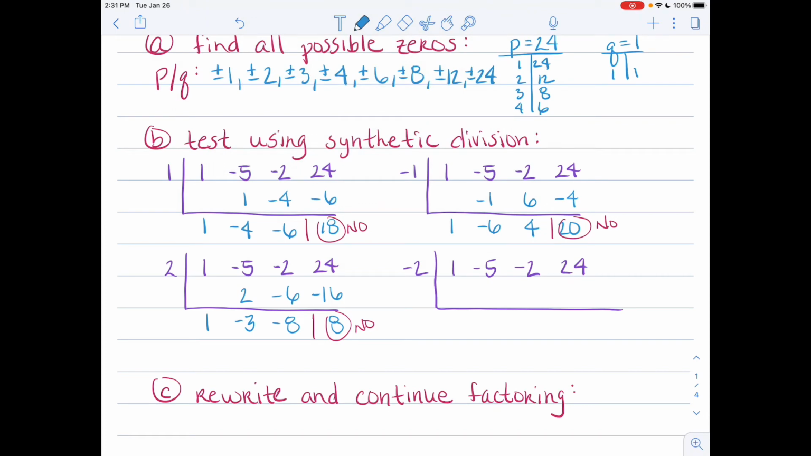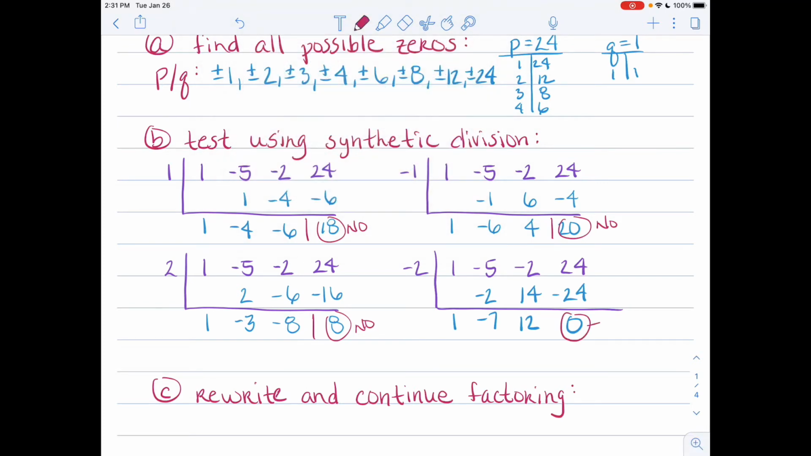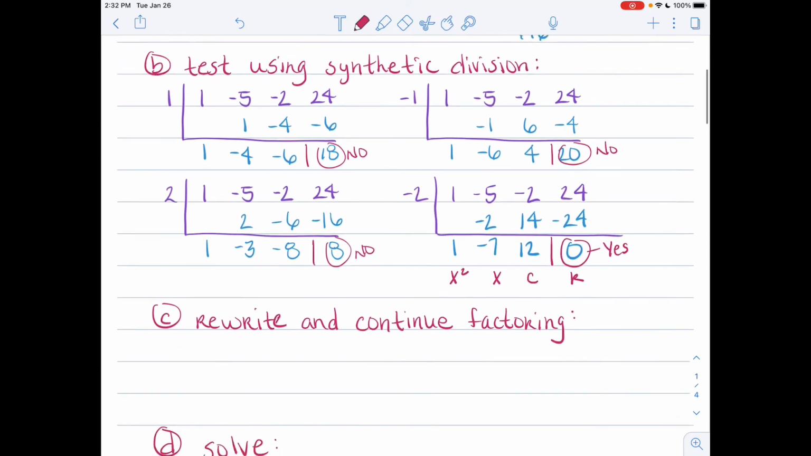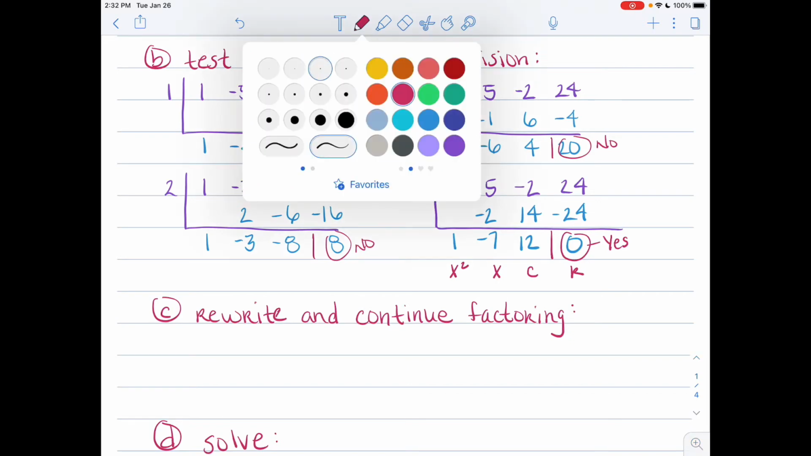And now, whenever I try negative 2, I'm going to have a 1 that multiplies to negative 2 and adds to negative 7, multiply to 14, add to 12, multiply to negative 24, and finally, after 4 tries, I have found a yes. I get a 0 as my remainder, and so let's go ahead and label this as constant, x, and x squared.